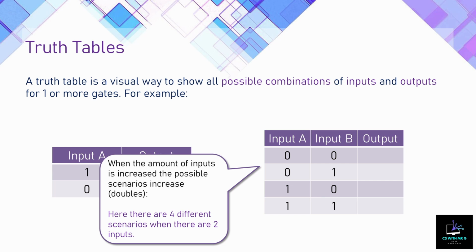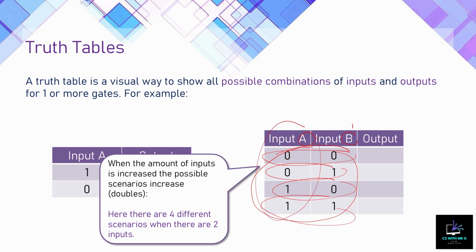Essentially, the amount of scenarios that we have multiplies by 2. So instead of 2 possible scenarios with the NOT gate, we now have 4 possible scenarios where A and B can either be 0, 0, 0, 1, 1, 0, or 1, 1. And you will get into the habit of seeing these 4 inputs, as the pattern is quite easy to remember, as there are only 4 possible scenarios.